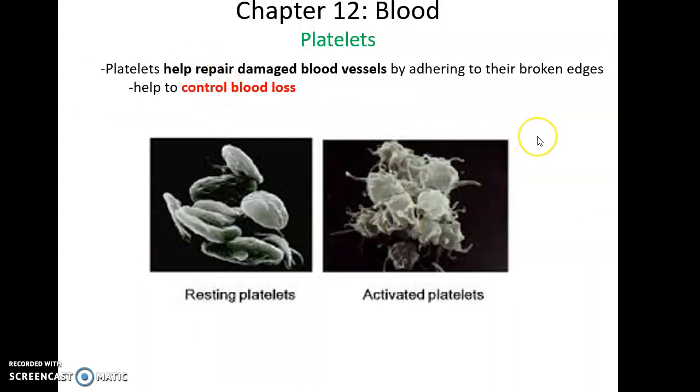So platelets help to repair damaged blood vessels. They are able to adhere to the broken edges of the blood vessels, and then they even end up closing off the smaller damaged blood vessels. And this can help to control blood loss. See, here they are at rest, here they are when they're active. They're obviously reaching out to grab stuff.